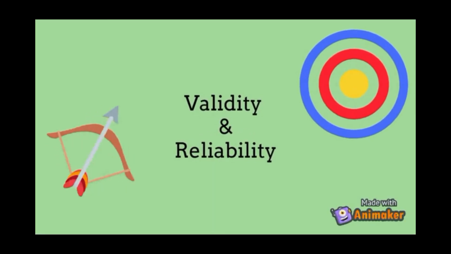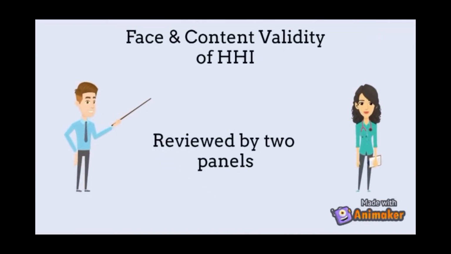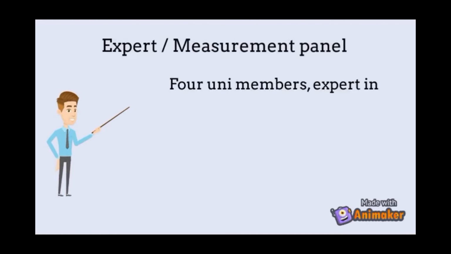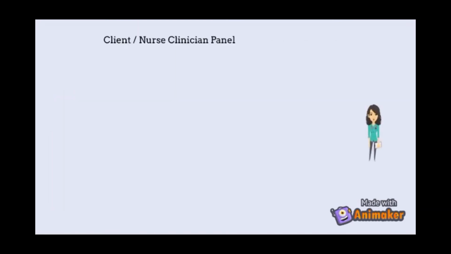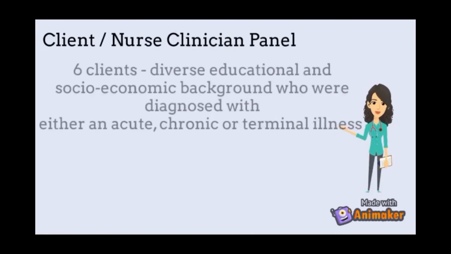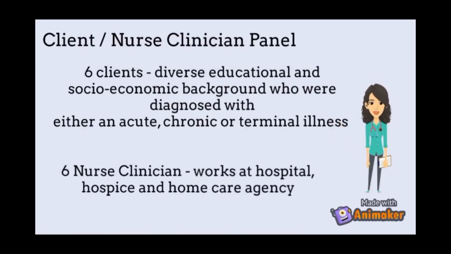Next is the validity and reliability of Herth Hope Index. The face and content validity was reviewed by 2 panels. The first panel consists of 4 university members, who are experts in the items listed below. The second panel consists of 6 clients that have diverse educational and socio-economic backgrounds, and 6 nurses employed at a health setting.